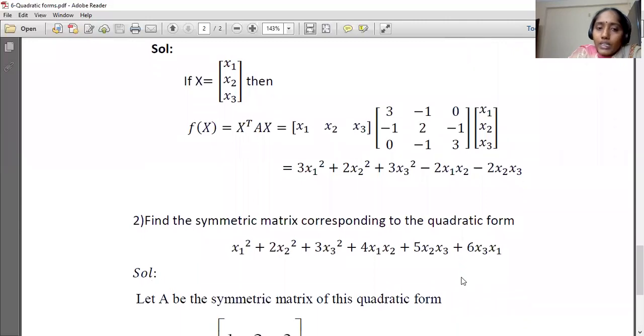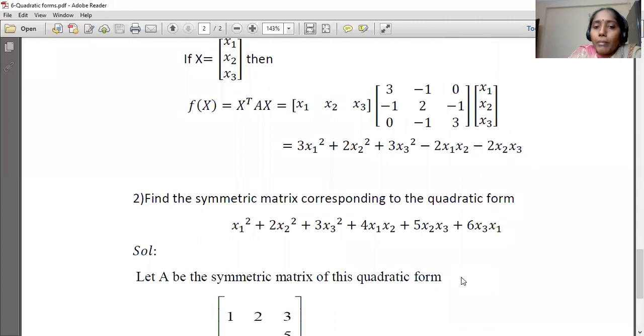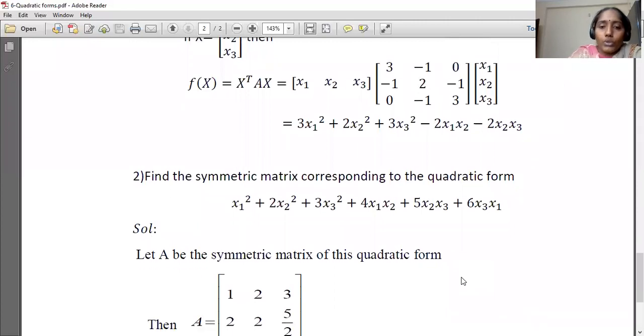Now in reverse, that is how to write a quadratic form as a matrix. Now we will go through an example. Find the symmetric matrix corresponding to the quadratic form. Every quadratic form can be expressed in many ways. Here we are using only a symmetric matrix because many applications use symmetric matrices.